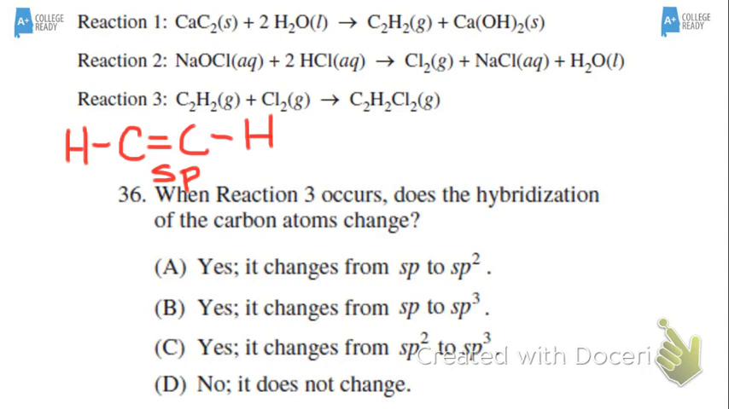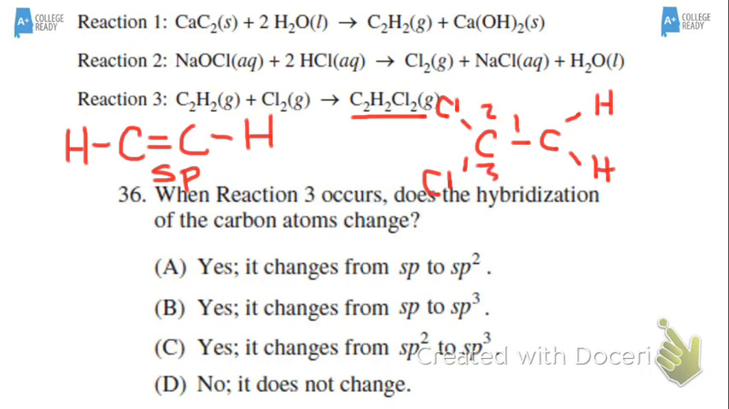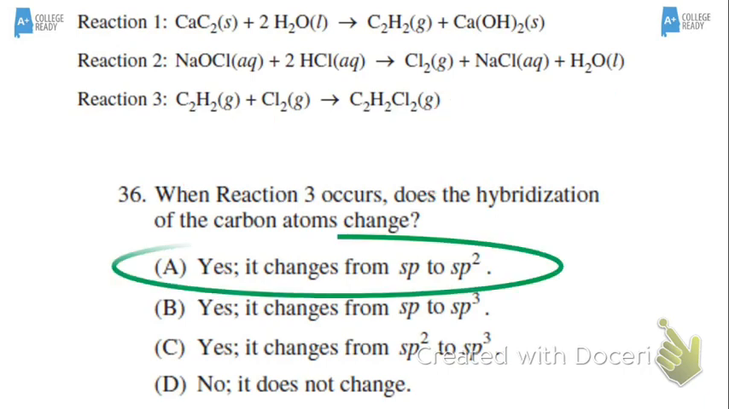And then if we were to draw this other molecule out, we will have carbon, carbon, and it really doesn't matter where you put these guys right here, because we're only really concerned about the central atom. So we don't really know where these are located, but it could look something like this. Now we want to look at this carbon, and we'll see that there are 3 areas of electron density. So that means that this is sp2. So it should be A for the answer. Let's see what it actually is. Yes, it's A.